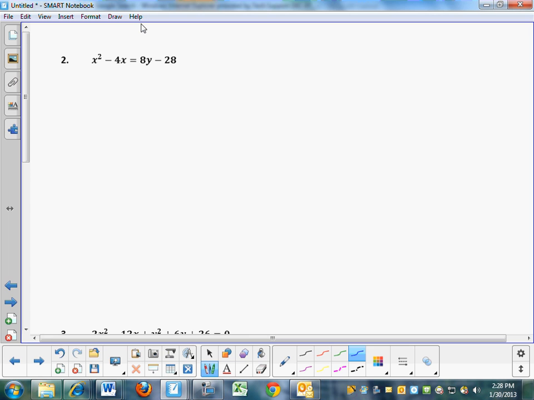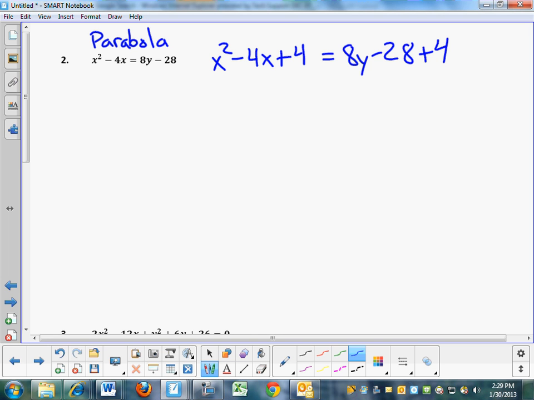Okay. What is it? Parabola. Why is it a parabola? Just an x squared, no y squared. This is a parabola. Complete the square right away. x squared minus 4x. What should we add? Four. Good. 4 divided by 2 is 2 squared is 4. Add 4 to that side, add 4 to that side.